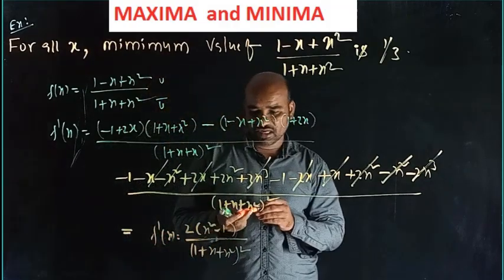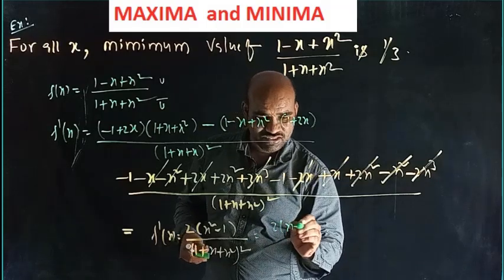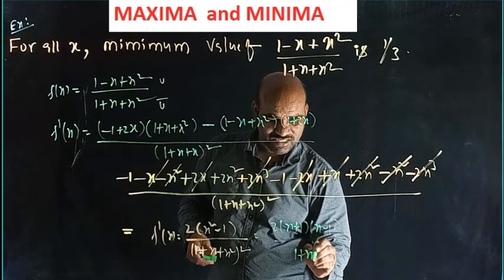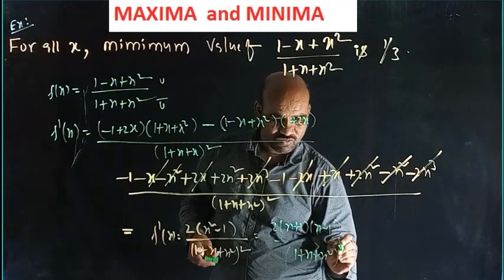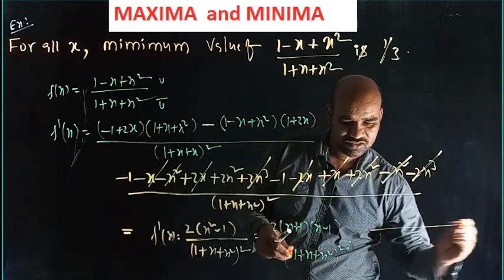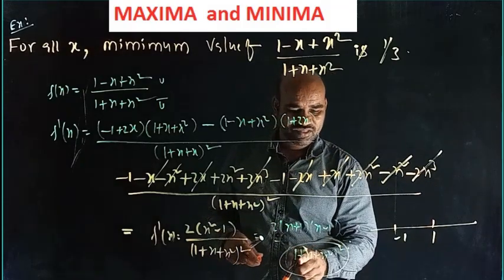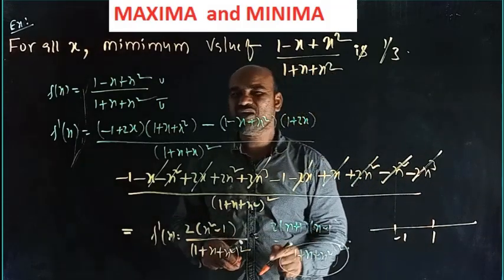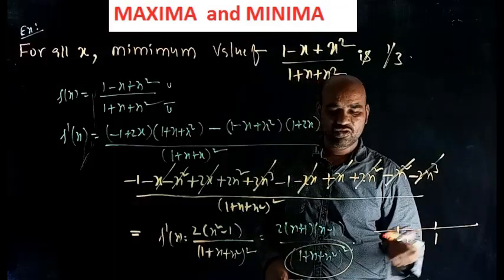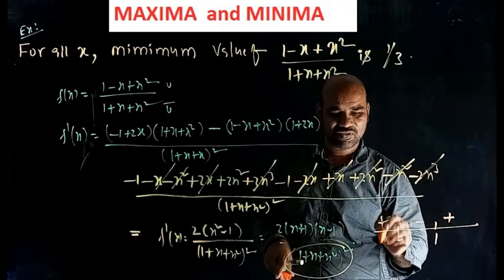Now we want to find critical points. So this is 2 times x plus 1 into x minus 1 by 1 plus x square whole square. Here only 2 critical points will exist, that is minus 1 and 1. The denominator is never 0 because it is always positive. Its minimum value is 3 by 4. So it's always positive, it's never 0. Only 2 critical points, minus 1 and 1. With the sign scheme, this is plus, minus, plus.